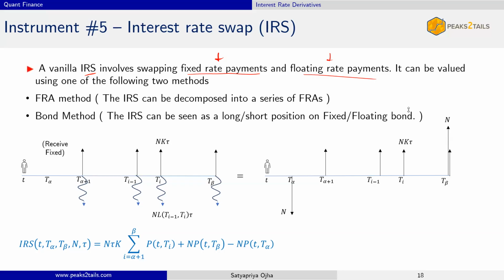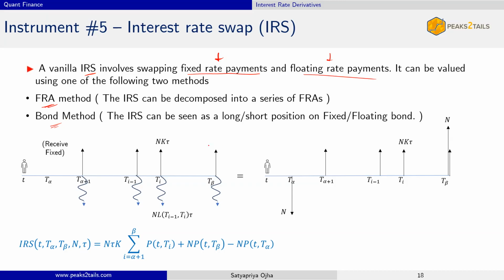All right. So how can you value IRS? Using the FRA method. Essentially, if you look at IRS, it's just a series of FRAs, and we know how to value the FRAs. So you just have to do multiple valuations of different FRAs, add them together, then you have the value for IRS. Or we can use the bond method. Now, bond method, first let's look at the cash flow diagram, it will be clear.